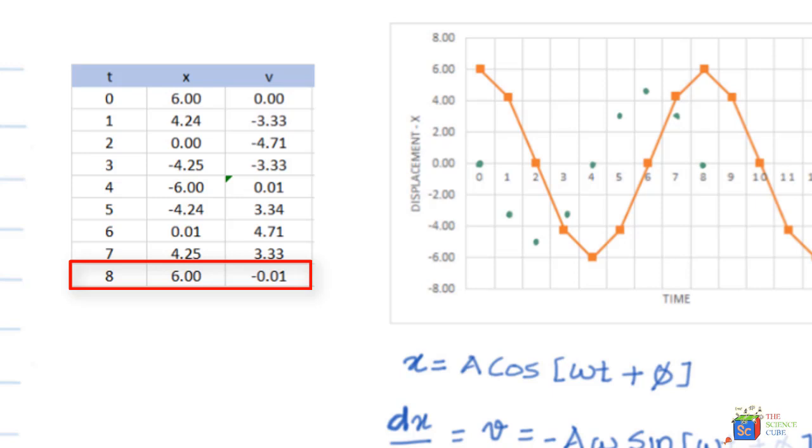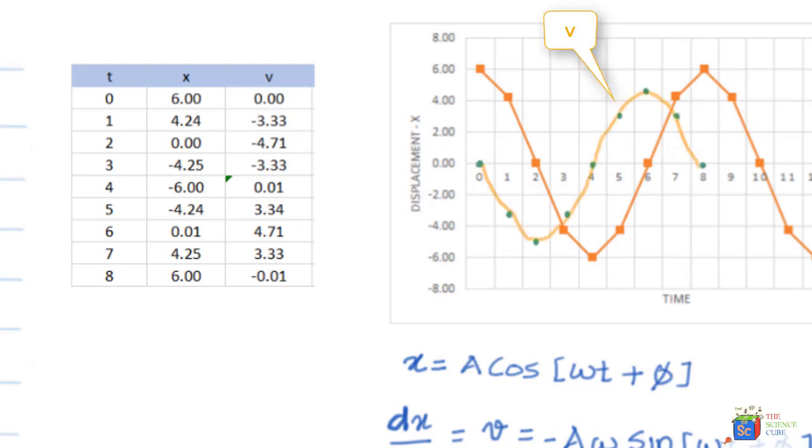So this is just a rounding error. You can see minus 0.01, which is probably a rounding error. And here also 0.01 is there. It should be 0. So let's go ahead and connect these dots and see what we get. So this is the kind of graph we've got for velocity of this mass.